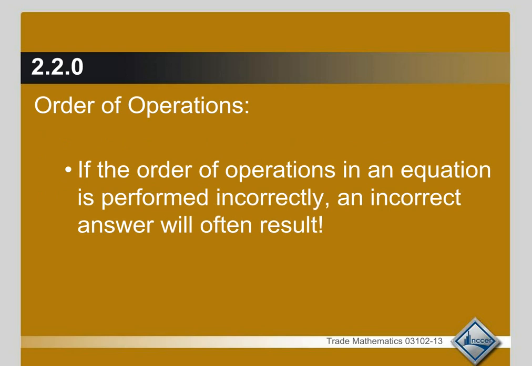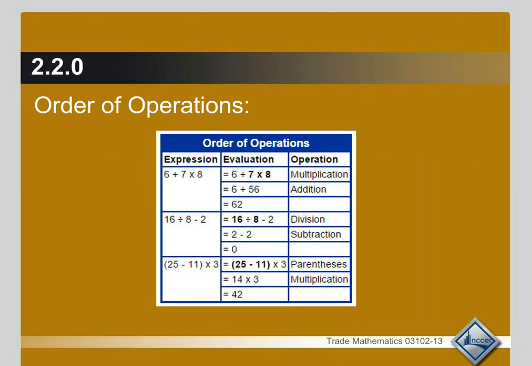Like we saw with student 1 and 2, if the order of operations is done incorrectly, you're going to get the incorrect answer. Let's take a look at some other examples. 6 plus 7 times 8: multiplication first, so we do 7 times 8, 56, then we do the addition, 62. Now another one: 16 divided by 8 minus 2, working from left to right. There's no multiplication, so we do division. 16 divided by 8 equals 2, and then we subtract 2 from 2, which gives 0.